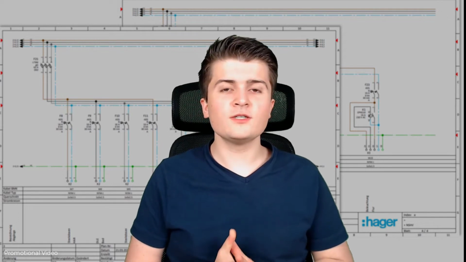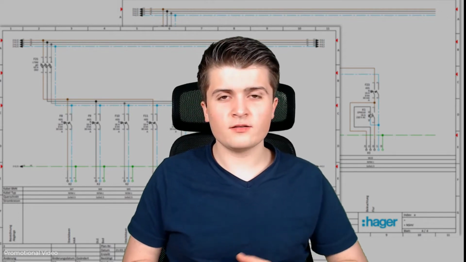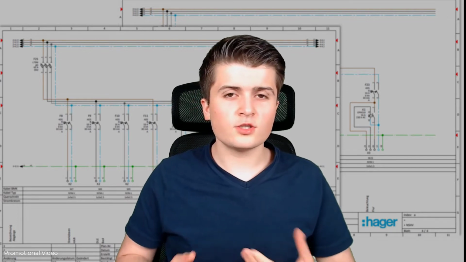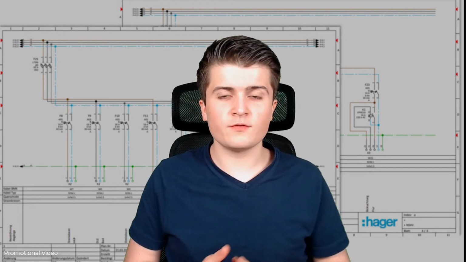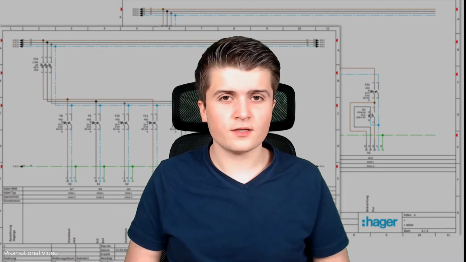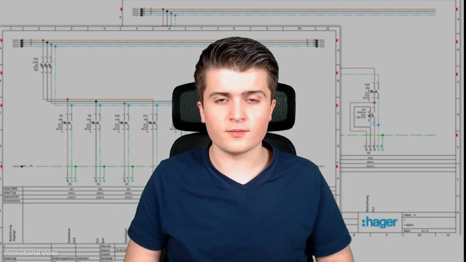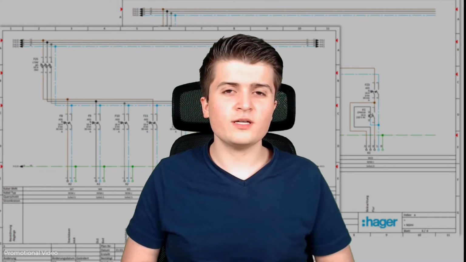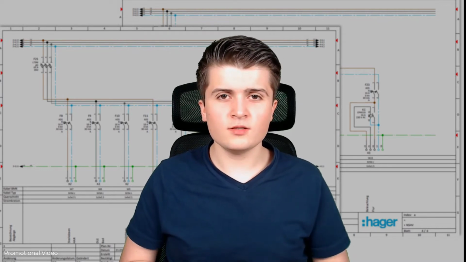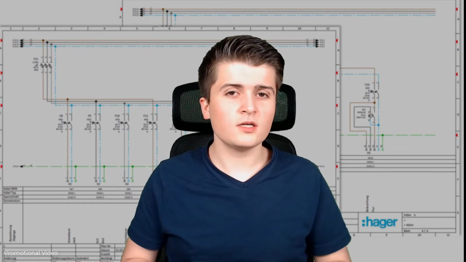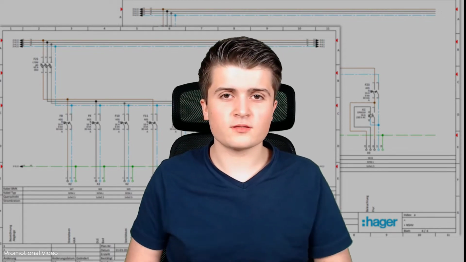In the last videos we took a look at an example project and there we created the whole documentation that is necessary for the electrical installation. So we created the electrical diagram as well as the enclosure diagram. And there we noticed that we can only use or mainly use Hager devices, but not devices from other manufacturers.